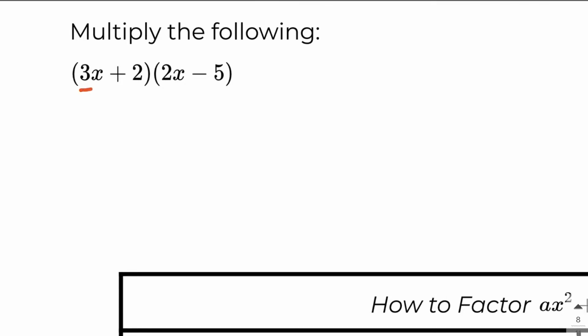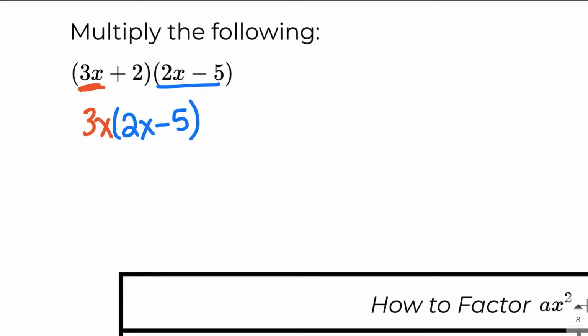The first thing I'm going to do is take this 3x that we have here and distribute that through to this 2x minus 5. So it would look like this: 3x, and then in brackets, 2x minus 5. And remember, this is one of the ways that we've learned. You can also use FOIL, you can use the box, but I'm specifically doing it this way to show you how this is going to relate to factoring by decomposition.